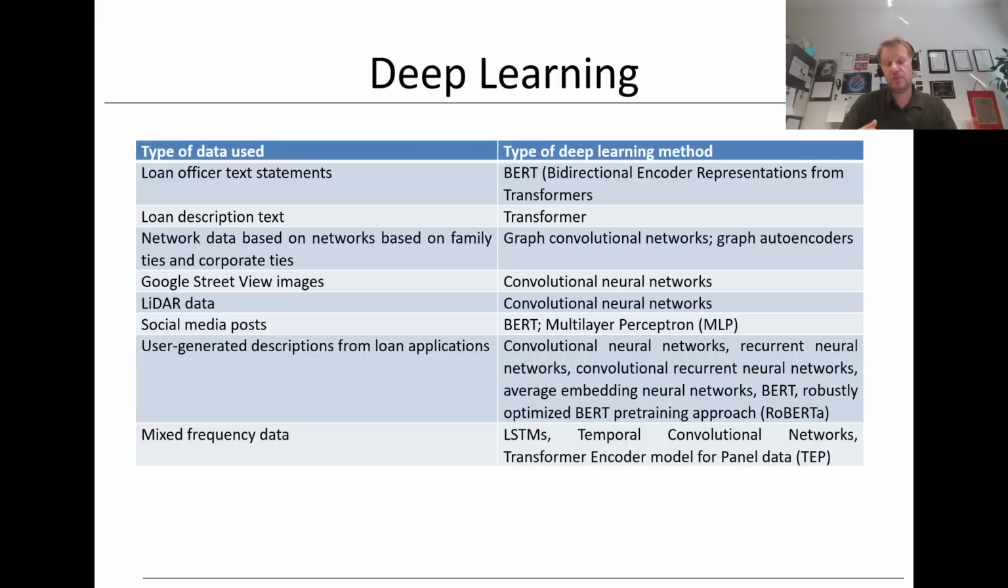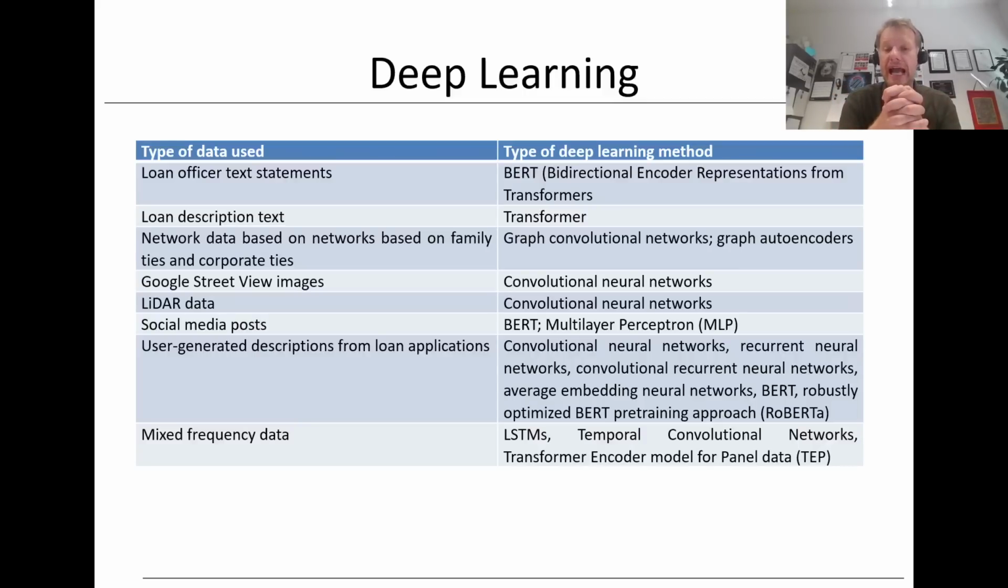Transformers can also be used for analyzing loan description texts. Network data, like the networks that we talked about when we talked about CDR networks, or networks based on family ties, like marriages and parent-child relationships, or corporate types, like based upon co-ownership, employment, and transactional services. These networks can be analyzed, as we also did in some of our research, using graph convolutional networks or graph autoencoders, which are two types of deep learning methods tailored towards analyzing graph data.